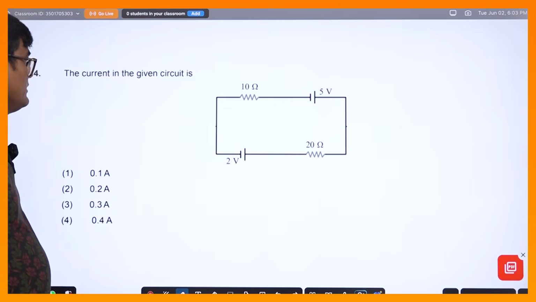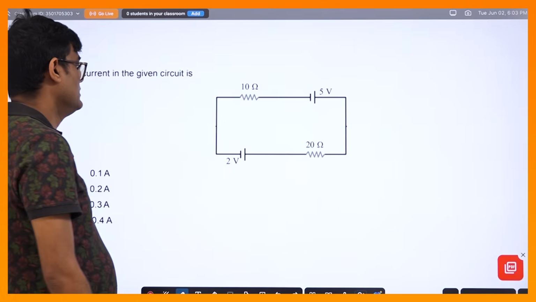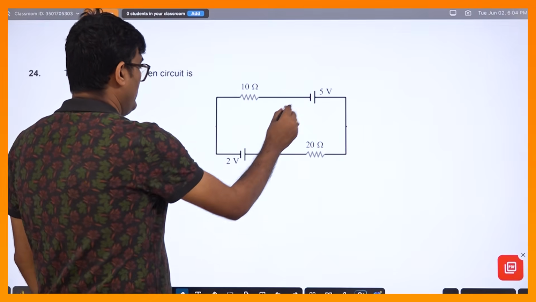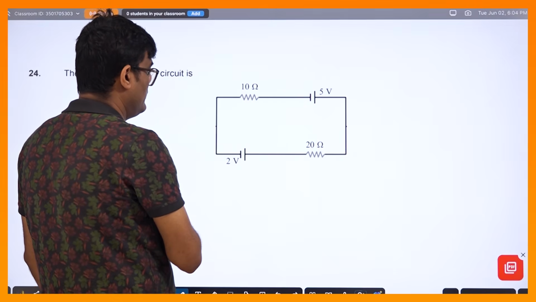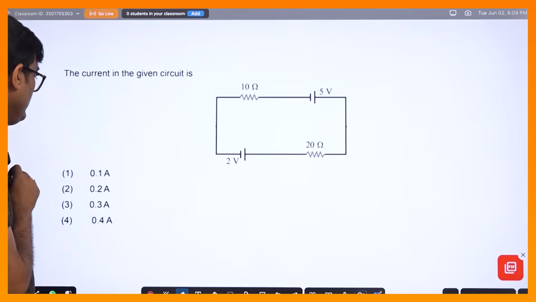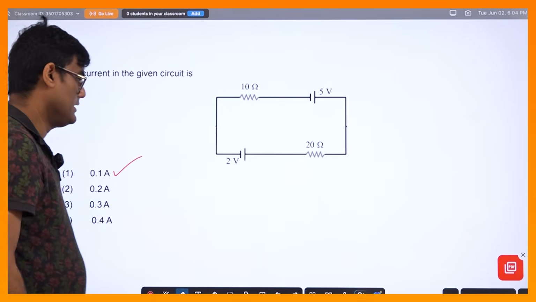What is the current in the given circuit? Because these are trying to send currents in opposite directions. So 5 minus 2, 3 volt is the voltage and 30 ohm is the resistance. So 3 by 30, 1 by 10, 0.1 ampere is the current for this question.